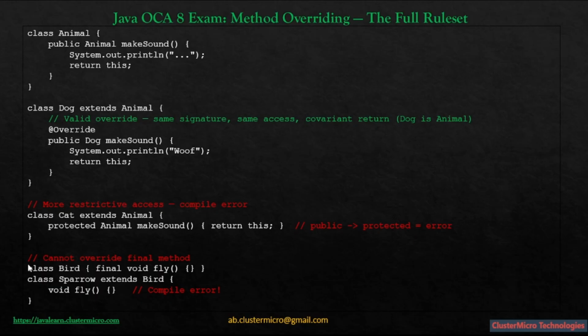Certain methods cannot be overridden also. Static methods belong to the class rather than the object, right? If a child class defines a static method with the same name, it is considered method hiding, not overriding. Similarly, final methods cannot be overridden. Any attempt to override a final method results in a compile time error.